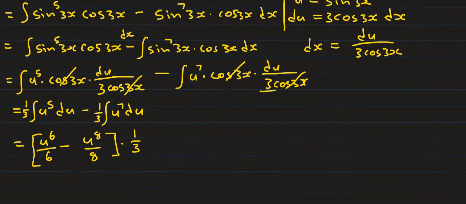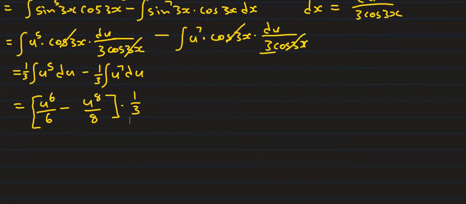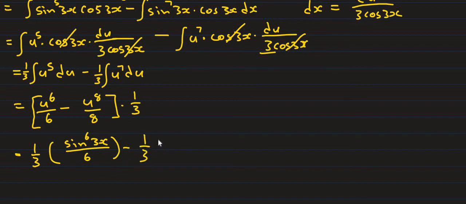So the answer is 1 over 3 times sine to the power 6 of 3x over 6, minus 1 over 3 times sine 3x to the power 8 all divided by 8, plus C, since it is an indefinite integral.